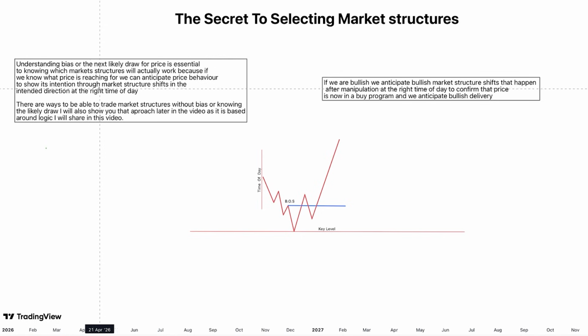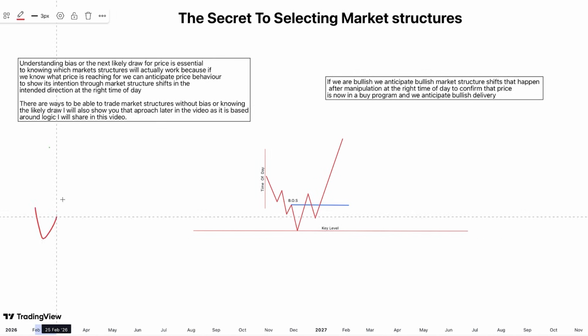And the reason why I say this is because if we know what price is reaching for, we can anticipate price behavior to show its intention through market structure shifts in the intended direction at the right time of day. What do I mean by this, guys? So if we're bullish, guys, on the high time frame, and I know this is a terrible depiction of bullishness, but just think about it as a move down and up.